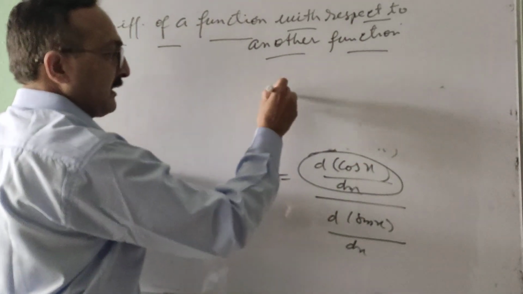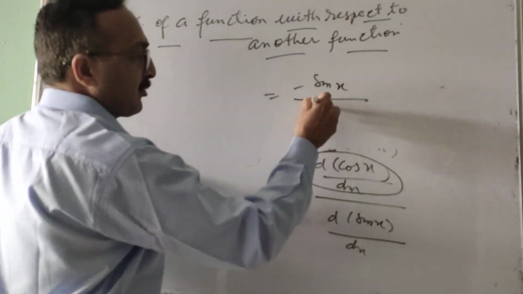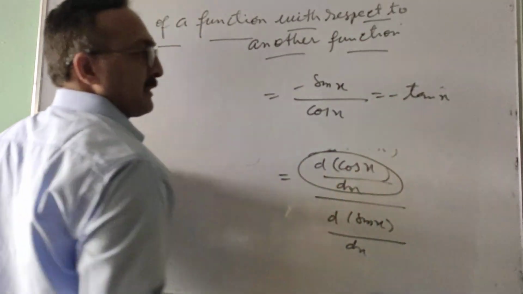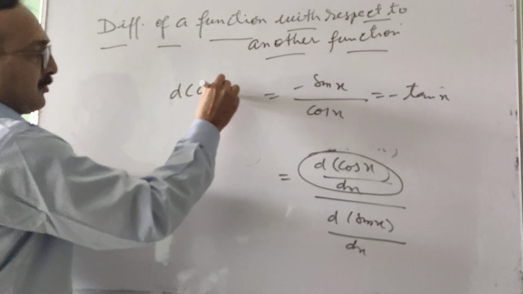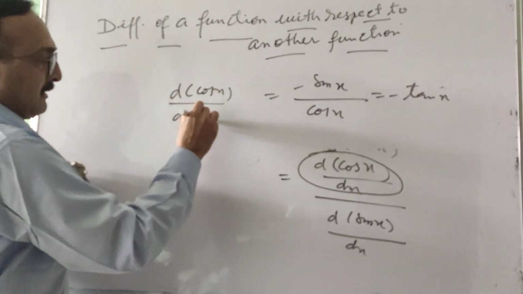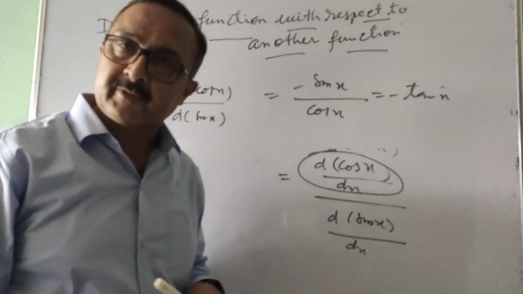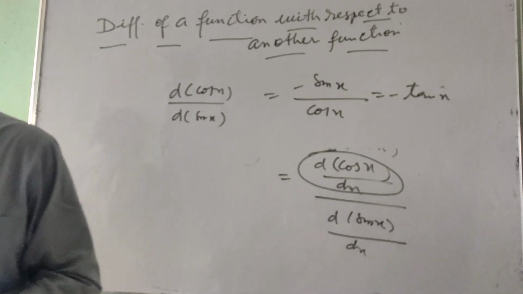Cos x with respect to sin x: that is minus sin x upon the derivative of sin x with respect to x, which is cos x. What is this? This is minus tan x. So this is d cos x upon d sin x. Understand? I hope you understand this solution. Okay.